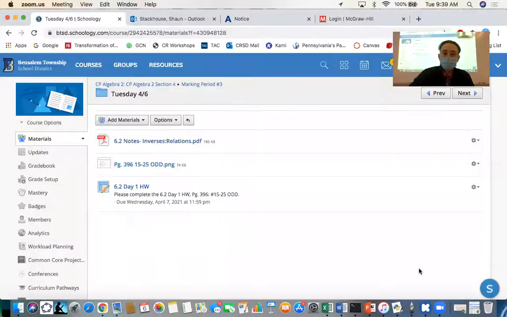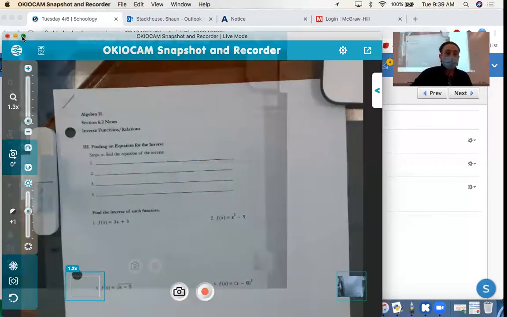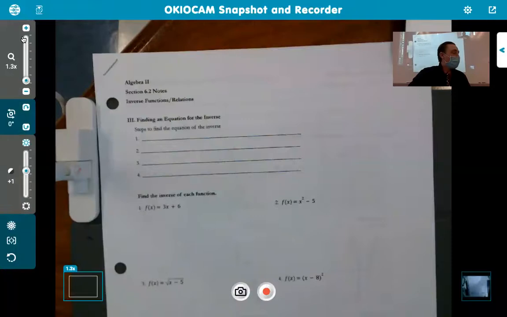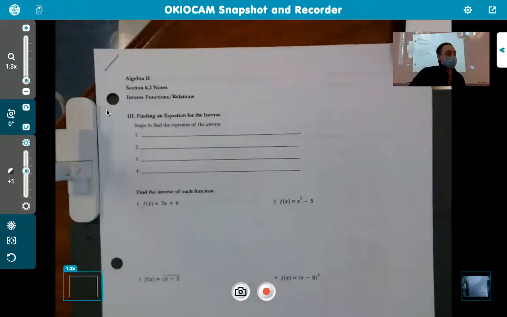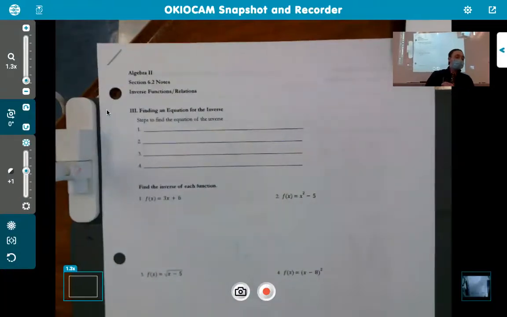All right. So, like I said, it's in the packet for today. We're in section 6.2, and it looks like this. What section 6.2 is all about is inverse functions and relations. So you might have heard something similar to this concept before.